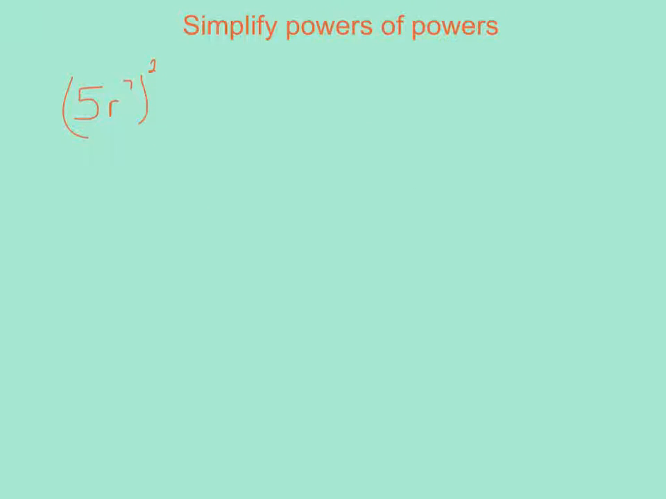Today you're going to be asked to simplify problems where you have powers of powers. So here's an example of that. We have 5r to the 7th power squared. So if I were to rewrite this problem here, I'd have 5 squared, okay, because I'm squaring this, so 5 squared times r to the 7th squared. Okay, so here's how I would rewrite that.